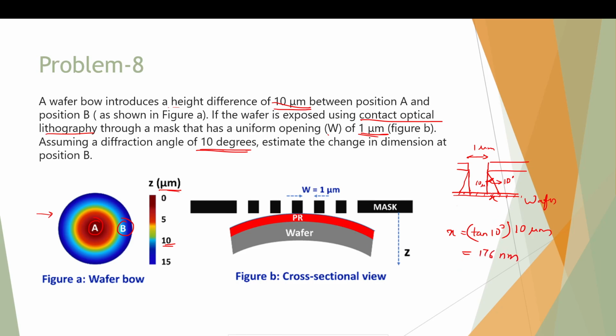And then this is not just this 176, right? They are asking us the change in dimension at position B. So change is nothing but x plus x, so that is 2x. 2x will come out somewhere around, I don't remember the answer, some 300 something. That's not the point. But the point is that we should remember to do this 2x.